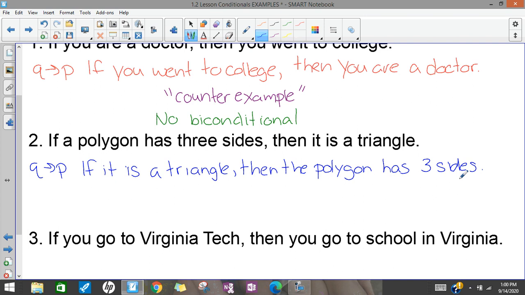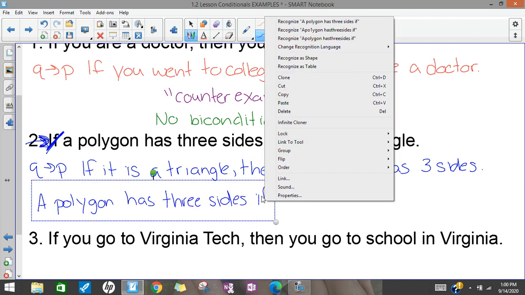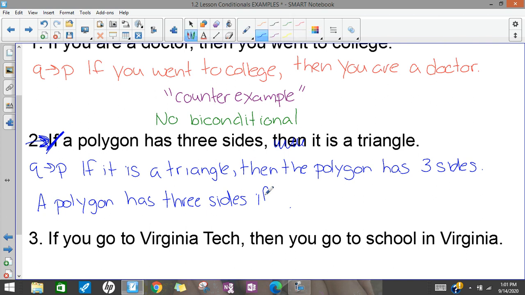So both of these things are true. So we can take this original conditional. We can ditch the if and replace then with if and only if. So we would say a polygon has three sides if and only if it is a triangle. And that is the biconditional. We can write the biconditional because the regular statement and the converse are both true.